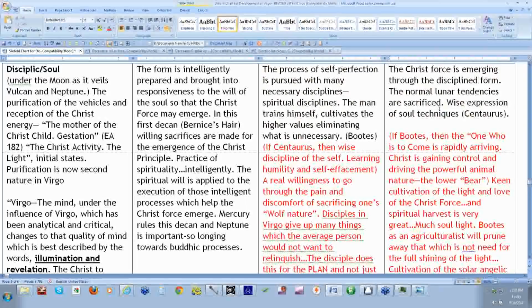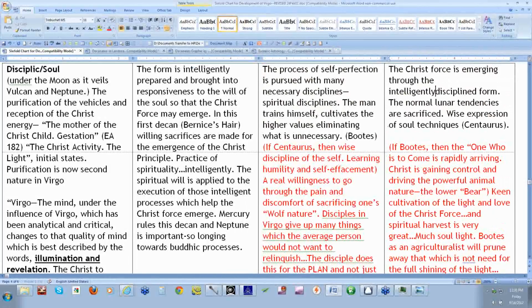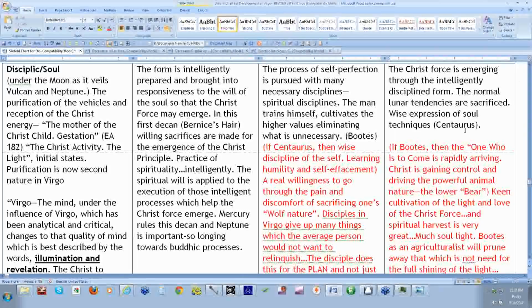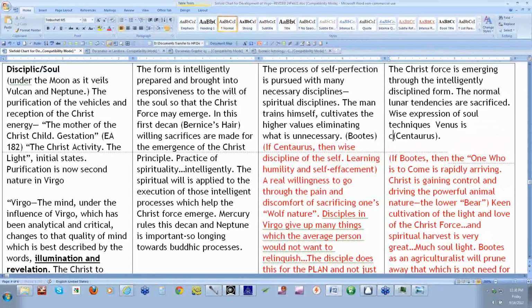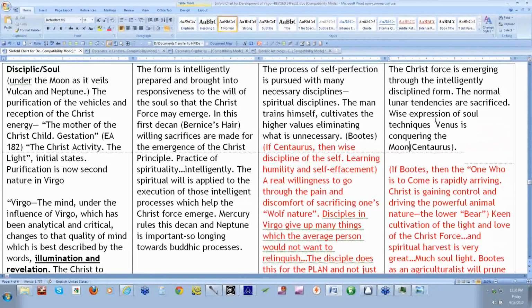Finally, under Venus, the Christ force is really emerging through the disciplined, intelligent form, let's call it the intelligently disciplined form. The normal lunar tendencies are sacrificed, wise expression of the soul, of soul techniques, and let's just say Venus is conquering the moon. You know how it is.